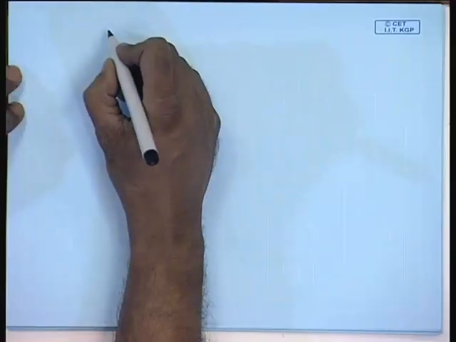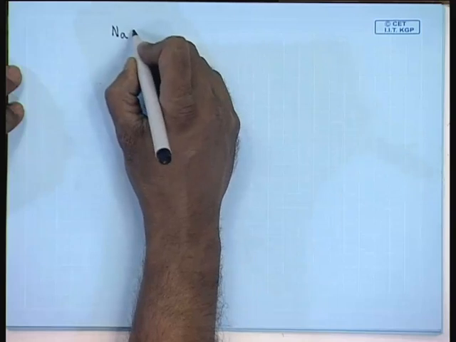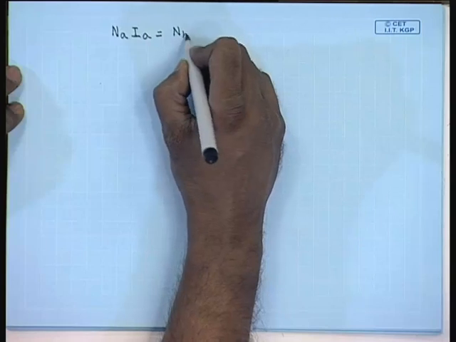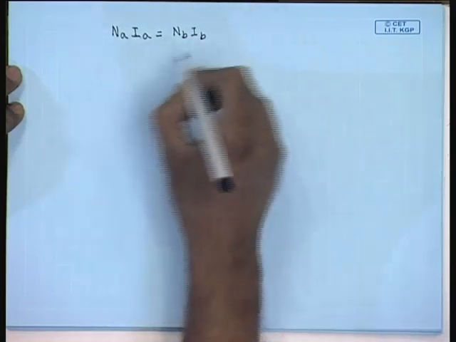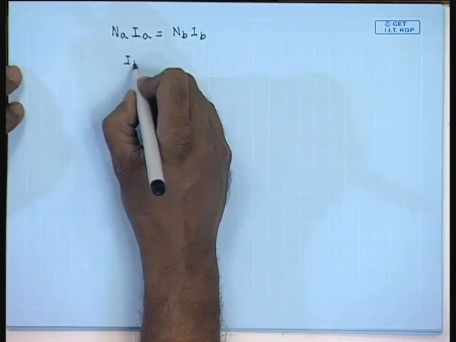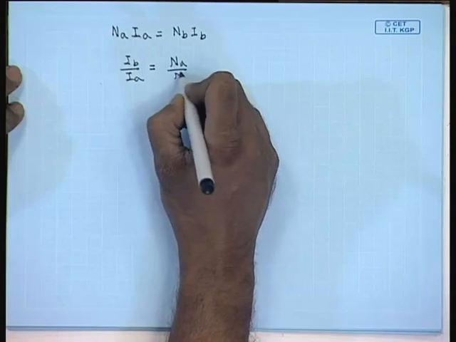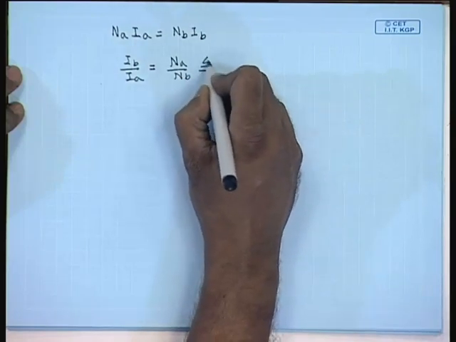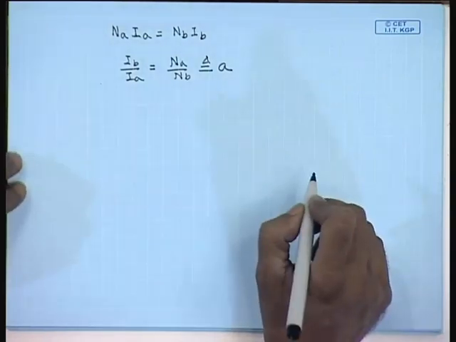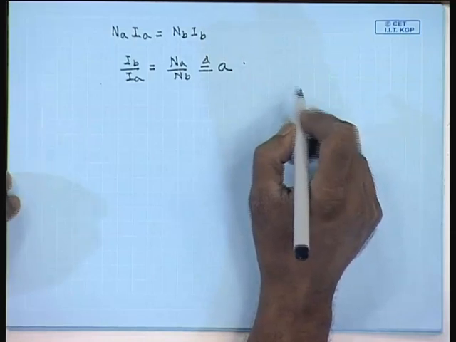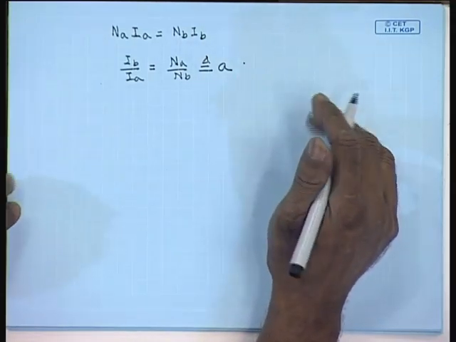Again, if we neglect the magnetization current of the auto transformer, we can write N_A I_A equal to N_B I_B, or I_B by I_A equal to N_A by N_B. Let us define this quantity to be A. This is also the same as the open circuit voltage ratio of the auto transformer.